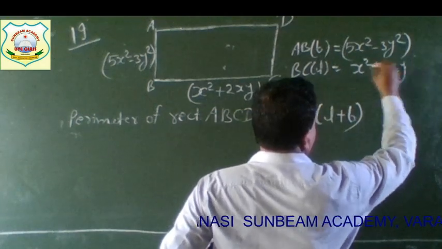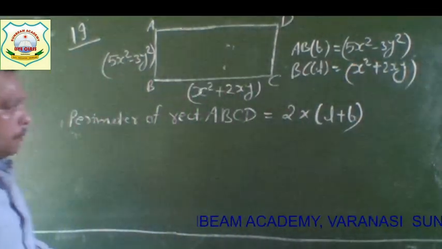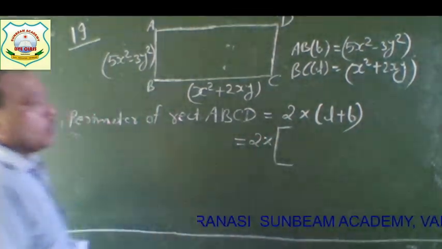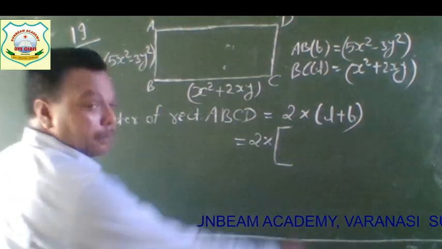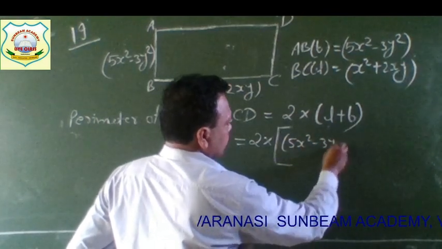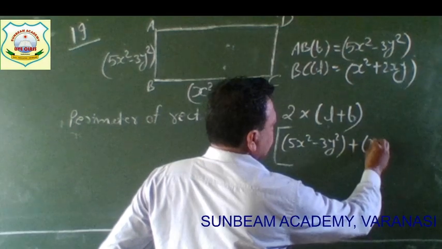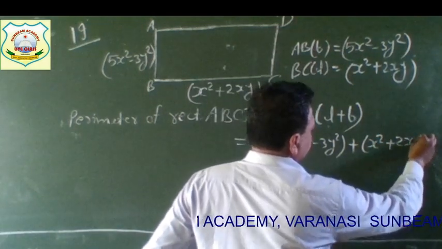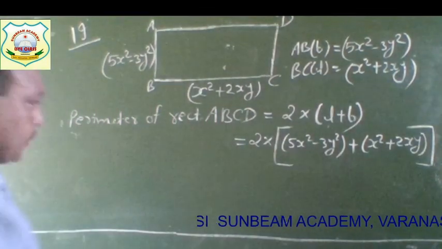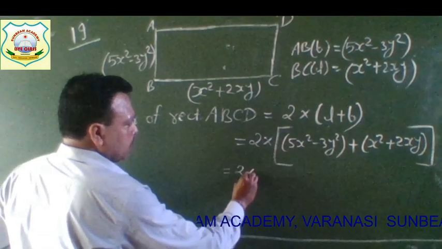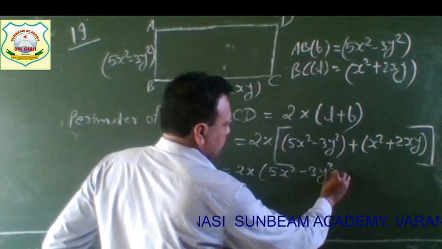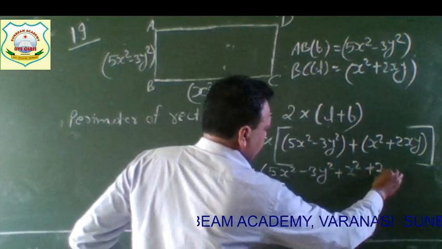Students, 2 into L plus B, that is 2 multiplied by. Now we will use a bracket here because we are writing two expressions. So in place of L we will write 5x square minus 3y square, plus B which is x square plus 2xy. Clear, students? This is the way we have to write. Next, we open the bracket to multiply: 5x square minus 3y square plus x square plus 2xy.